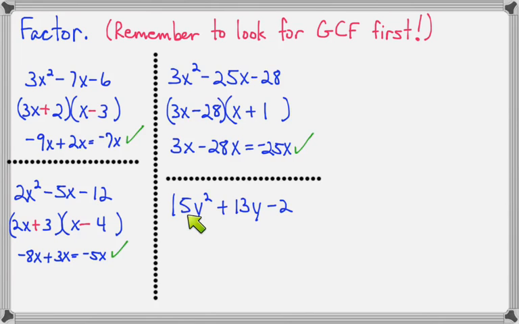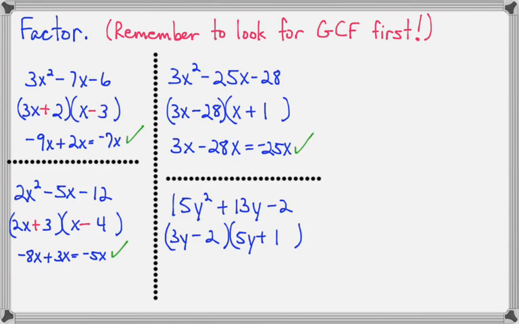Alright, 15y squared plus 13y minus 2. No common factor, but I will set down 2 sets of parentheses. Let's try 3y times 5y for 15y squared. The signs need to be different. Last times last has to be 2. So it's kind of got to be 1 times 2, but which way do I arrange it? Let's try 2 times 1.